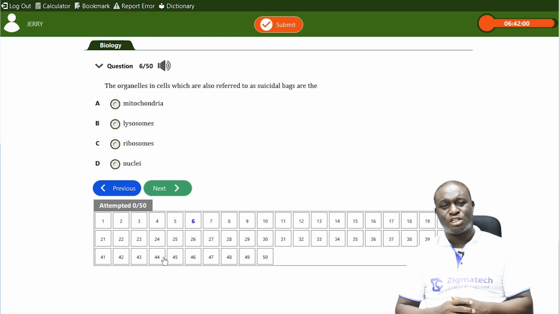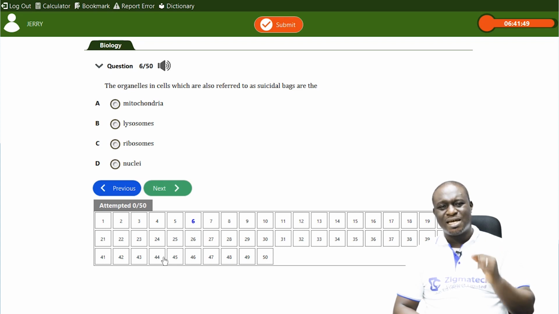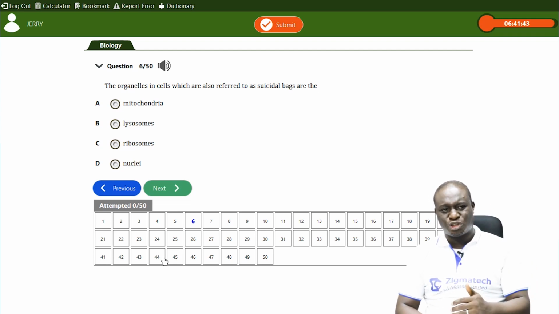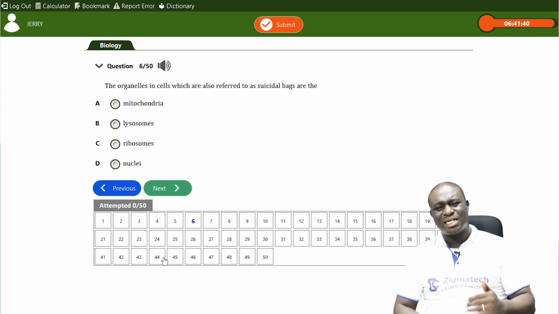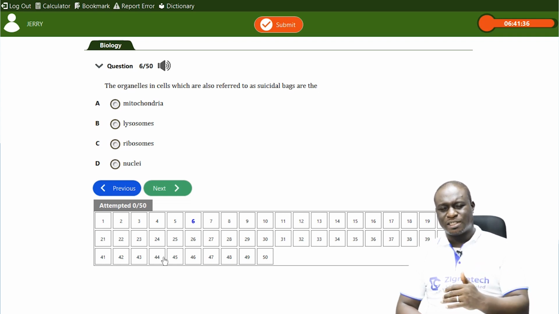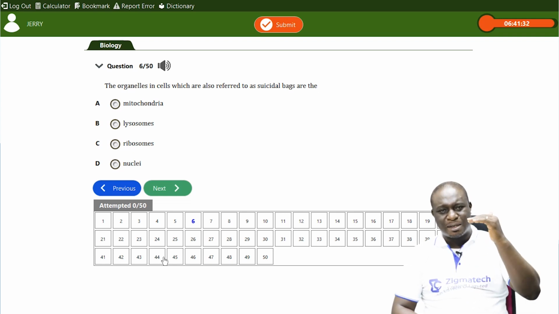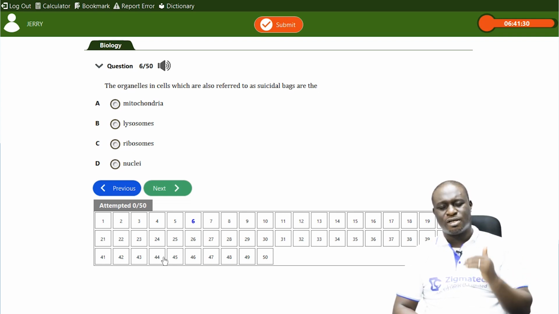Remember, I defined respiration as the breaking down of food substances by a series of chemical reactions which are controlled by enzymes in order to release energy. So energy is released to the cells through the mitochondria. That is where cellular respiration takes place. That is where complex food substances are broken down in order to release energy. So it is therefore referred to as the powerhouse of the cell.